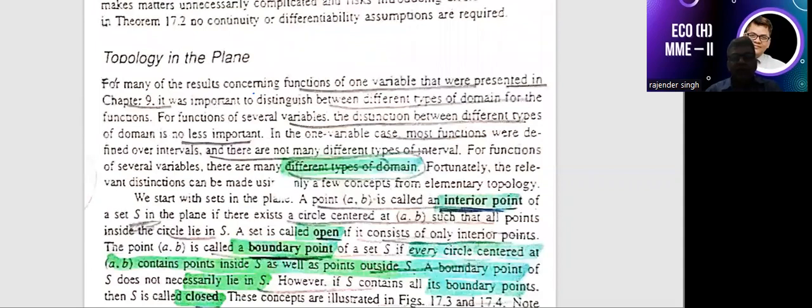Then there is some other definition, like the definition of interior point, boundary point, exterior point, then the definition of open set and closed set, right? So this is all about the section 17.2, right? So let us start section 17.2.